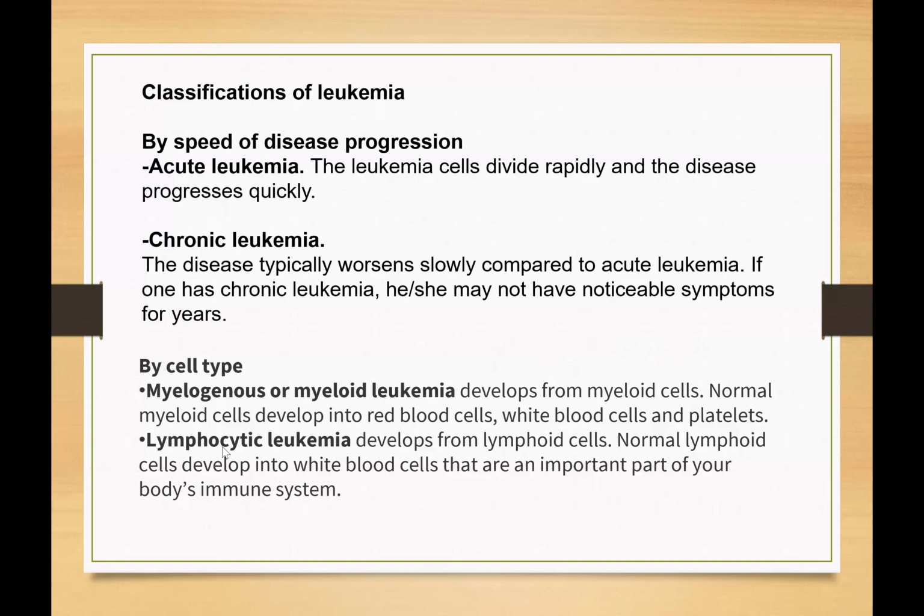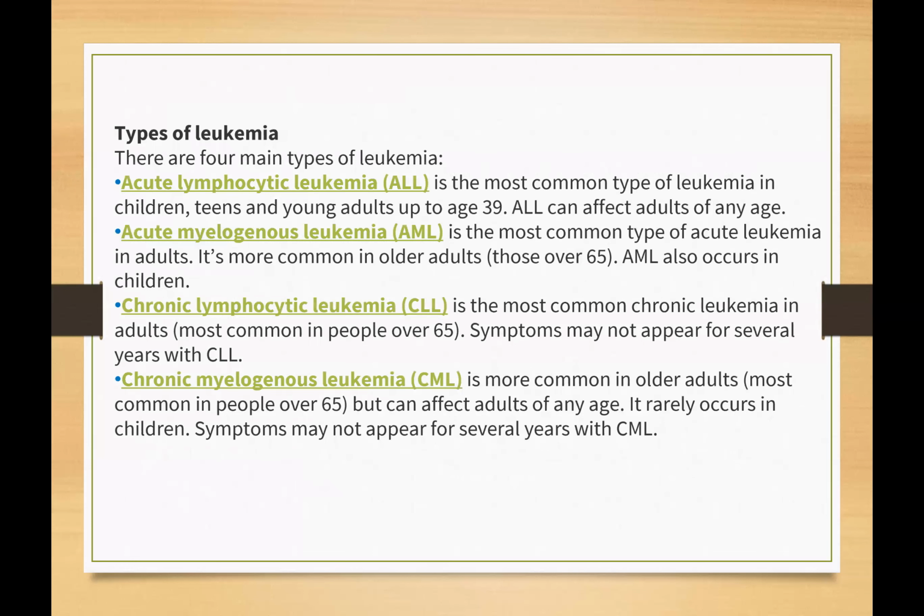And then lymphocytic cells give rise or develop into WBCs. And WBCs are the backbone of our immune system. So, depending upon which type of cell is undergoing transformation, the cancer or leukemia can be myeloid or lymphocytic. Okay.